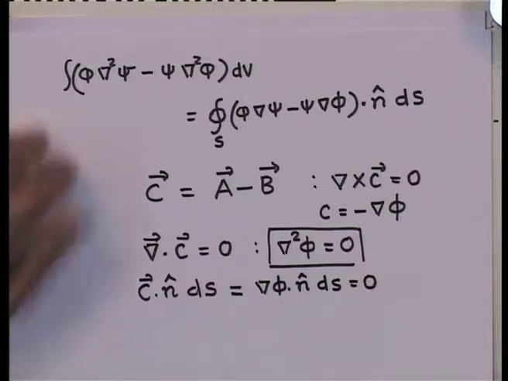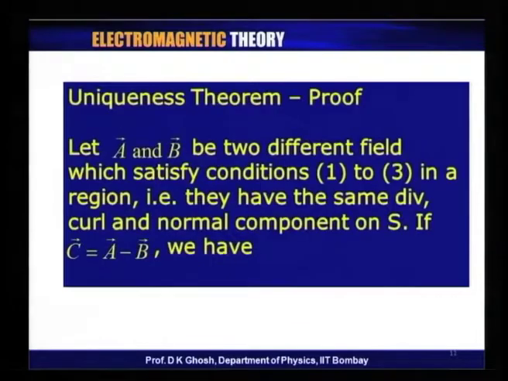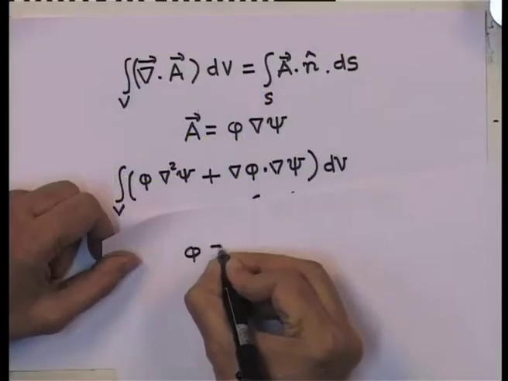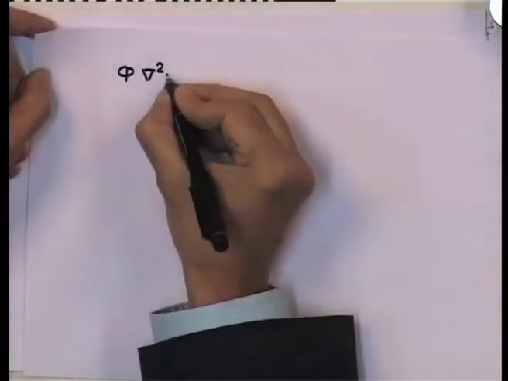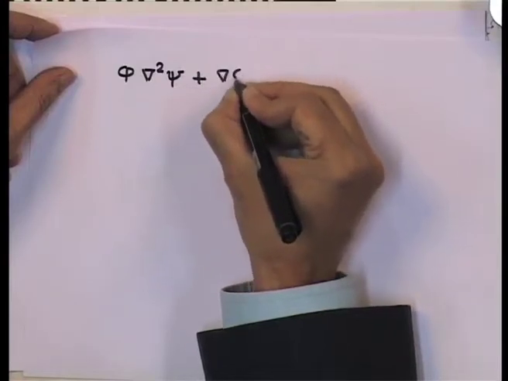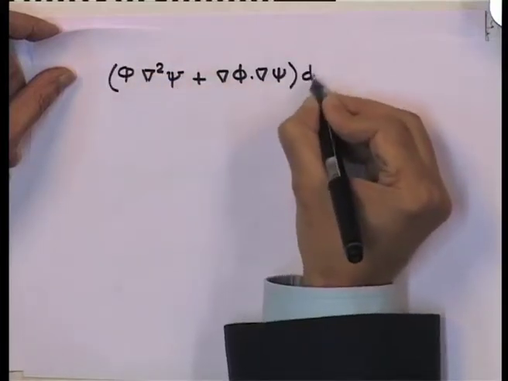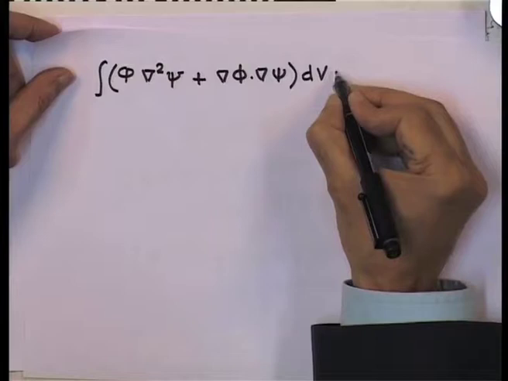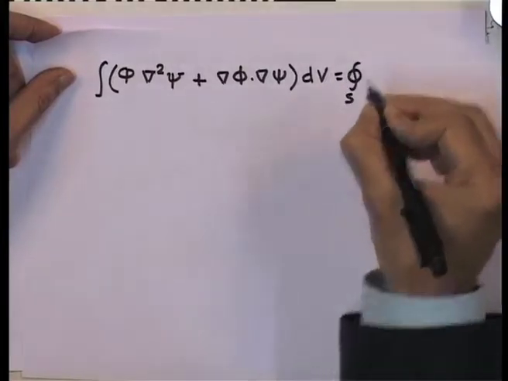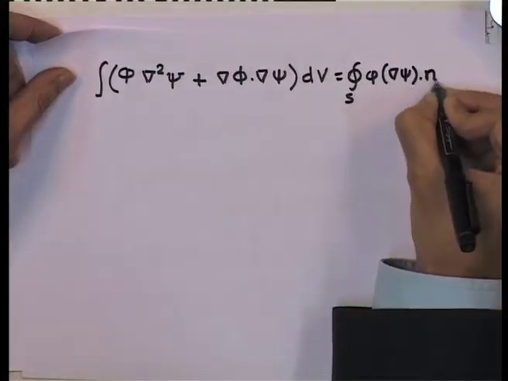Now, let us do the following. We had worked out an identity known as Green's first identity. If you recall, Green's first identity was, let us go back a little bit, phi del square psi plus del phi dot del psi integrated over a volume is the same as the surface integral of phi del psi dot n ds.